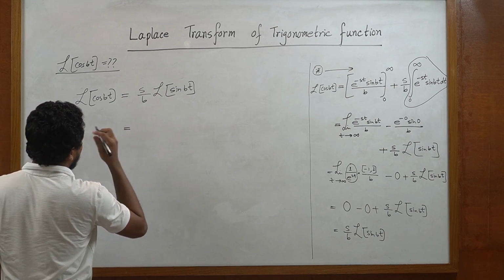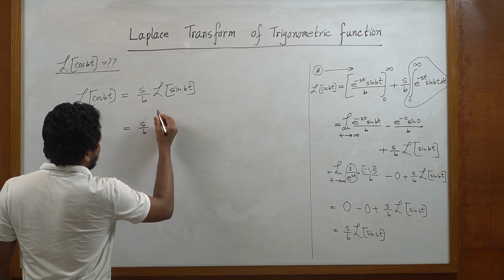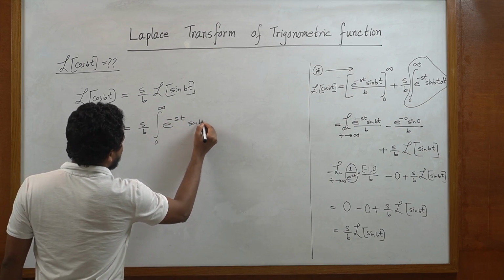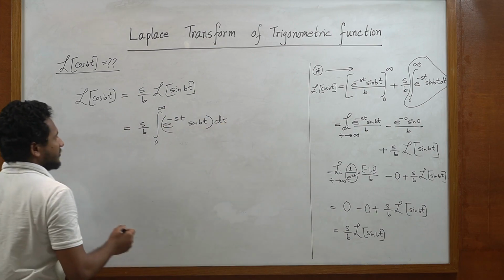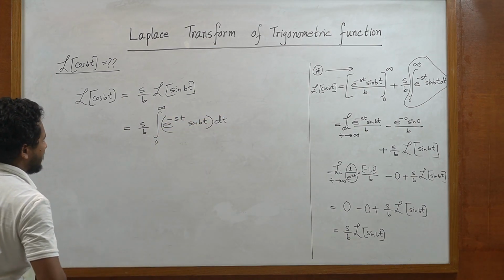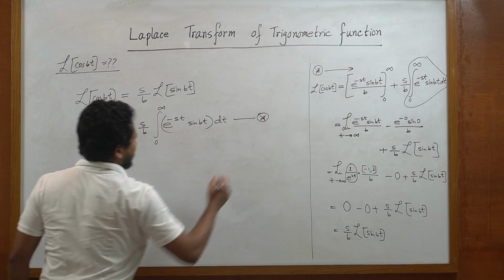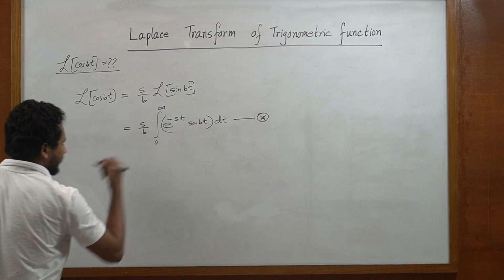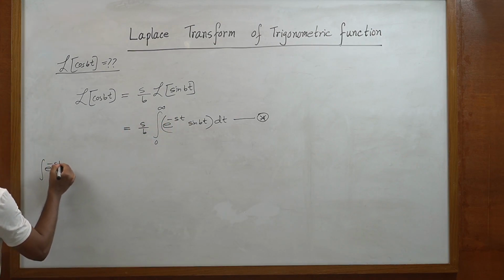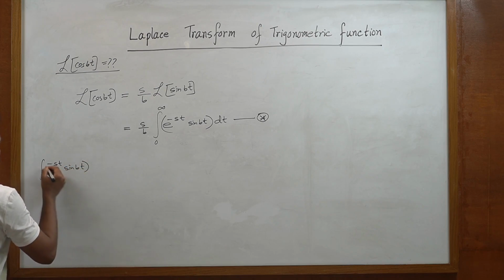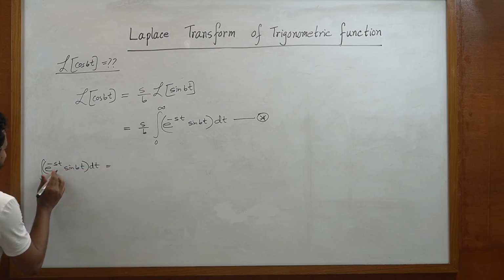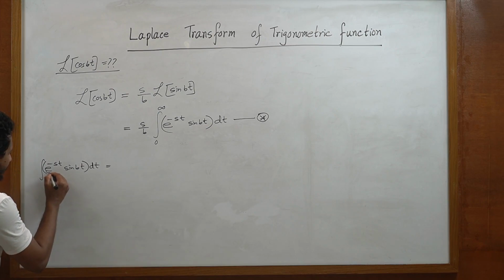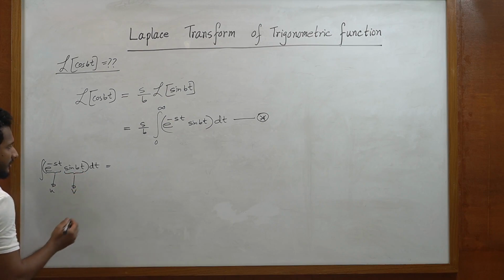And now, by definition, we get the integral from 0 to infinity of e to the power minus st sine bt with respect to t. We will evaluate this part by integration by parts. We can call this equation the star equation. Now we will evaluate the integral of e to the power minus st sine bt with respect to t. It will be found by the integration by parts method, the UV method. We will take e to the power minus st as u and sine bt as v.